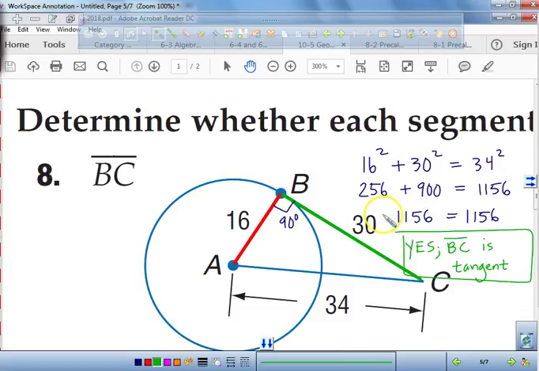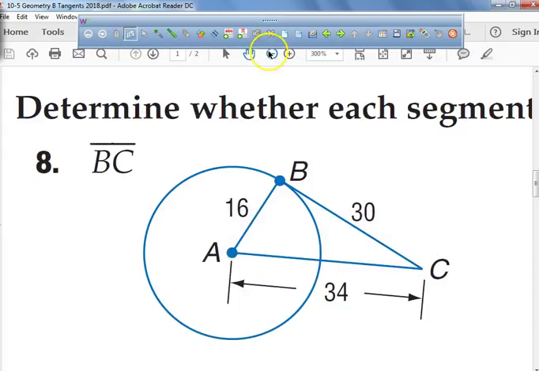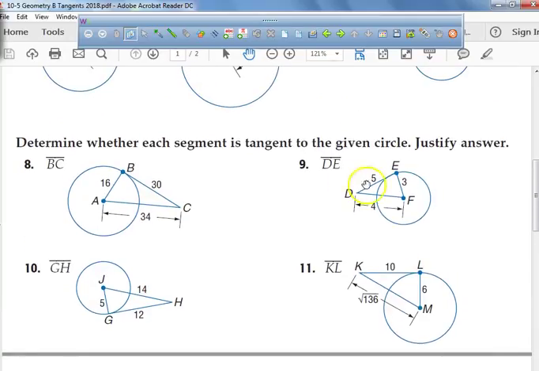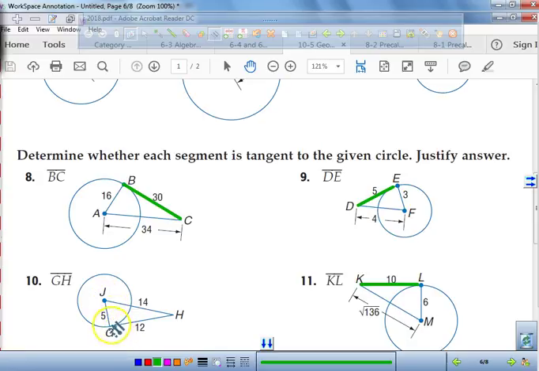If for some reason this side does not equal the other side, then that is not going to be a tangent segment, because it doesn't make a right triangle. That's what you're doing on the other problems. So right now I'm going to zoom out. All of these, you've got to make sure things are going to work. Either they're going to work or they're not going to work. Determine whether each segment is tangent. Which segments are the tangent segments that you've got to test? Is that the tangent segment? Is that the tangent segment? Is that the tangent segment? And is this the tangent segment? Good luck.